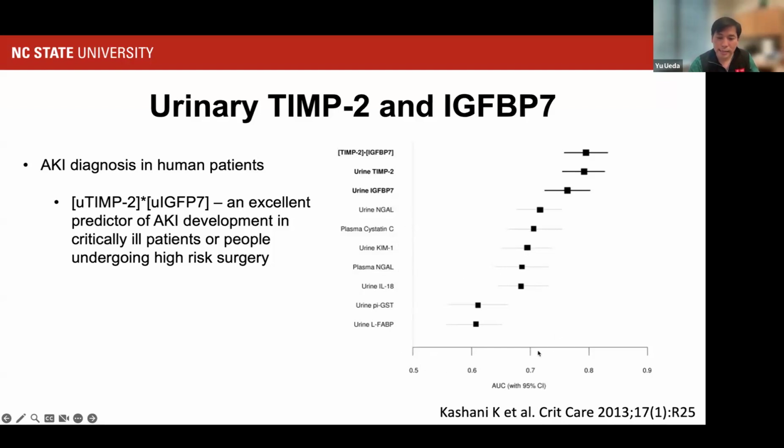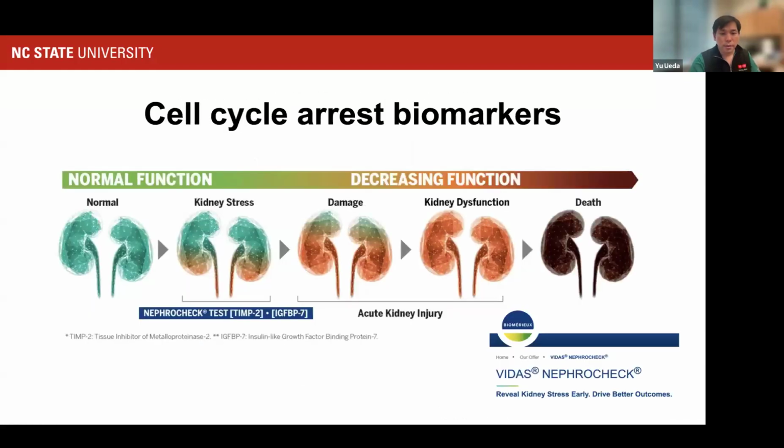And like you can see, this x-axis is the area under the curve. So it's showing that these two stress markers and also the product of these markers have a higher area under the curve, or a better predictor of the AKI development in the ICU patients. So this one is showing the same thing, that TIMP2 and IGF-BP7 markers and the product of these two markers can be utilized to identify the patients who have high risk of developing AKI due to the stress to the tubule cells or to the kidney cells.